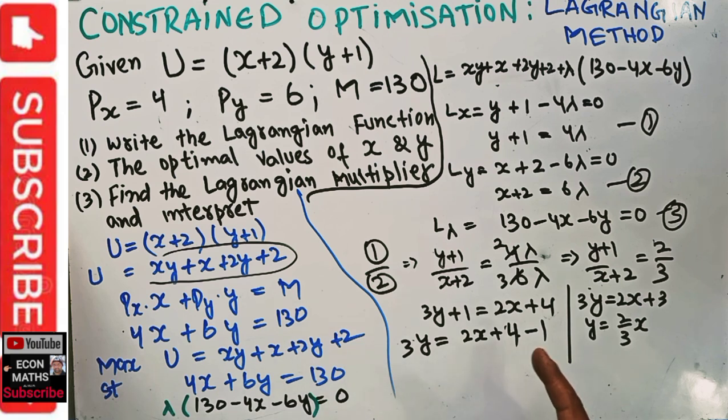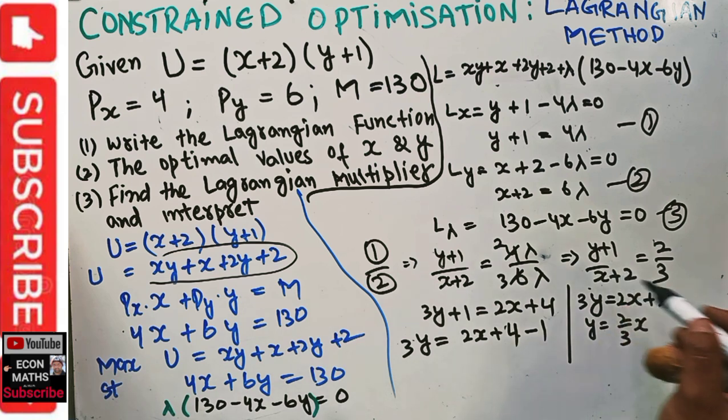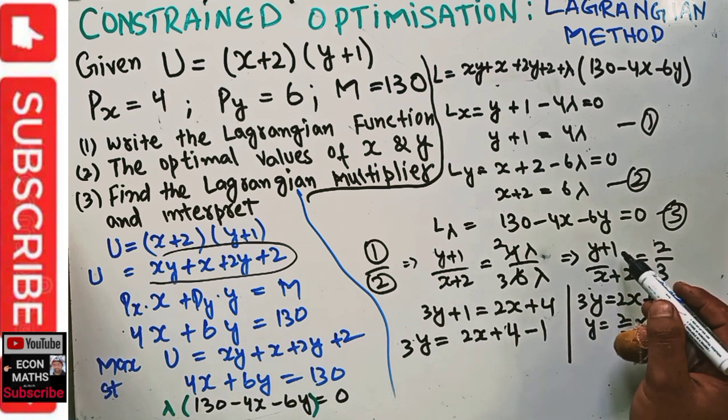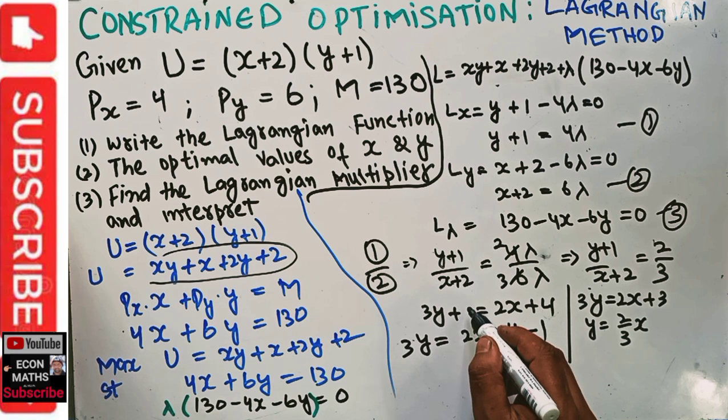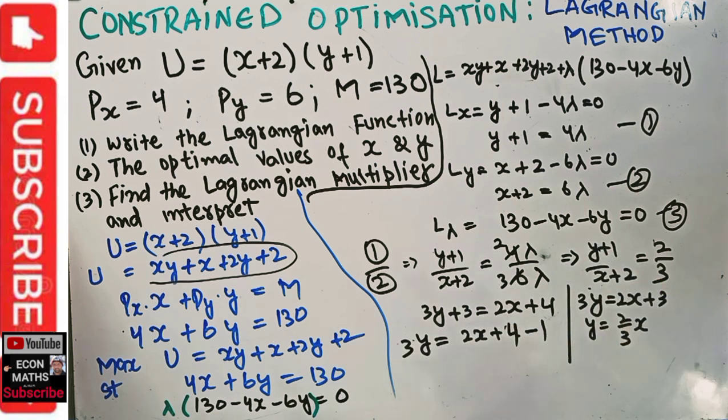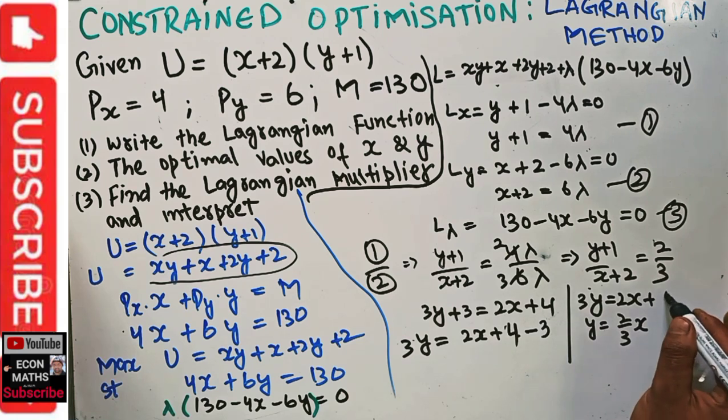So 4 minus 1 is 3. Let me see here. I guess I have done some mistake somewhere. So we have 3y into 1 is 3, so it is here 3. Sorry, I am doing some basic mistakes here. So it is here 3, so this will become y equal to 2 upon 3 x plus 1 upon 3.